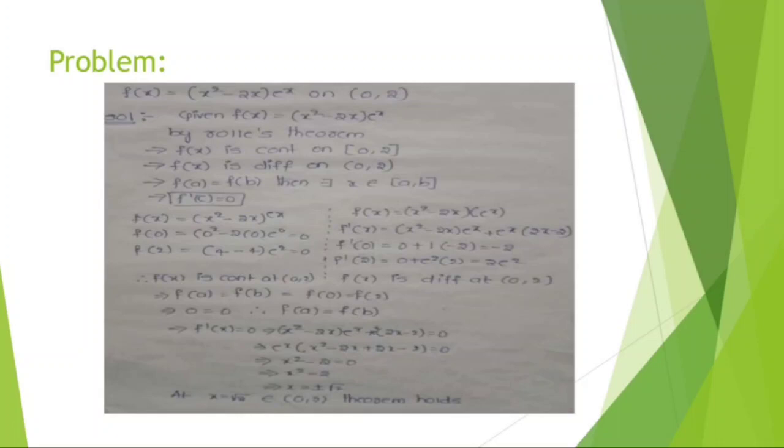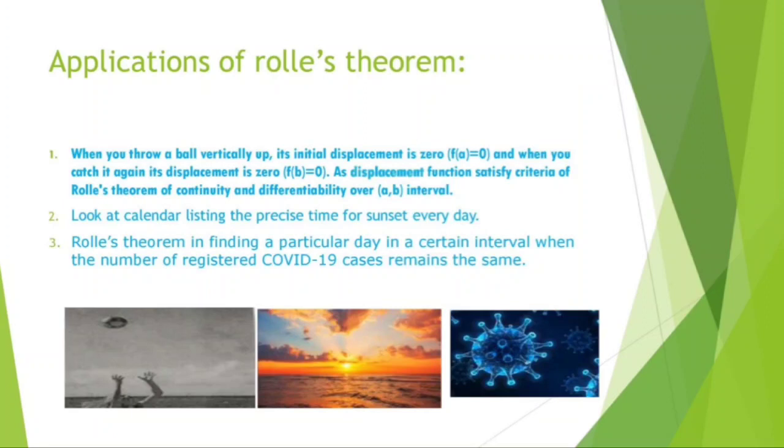Here are the applications of Rolle's theorem. When a ball is thrown vertically upwards, its initial displacement value will be 0. That means f of a is equals to 0. And when you catch the ball back, then displacement will be 0. That means f of b is equals to 0. Here, f of a is equals to f of b. Then Rolle's theorem is satisfied here.